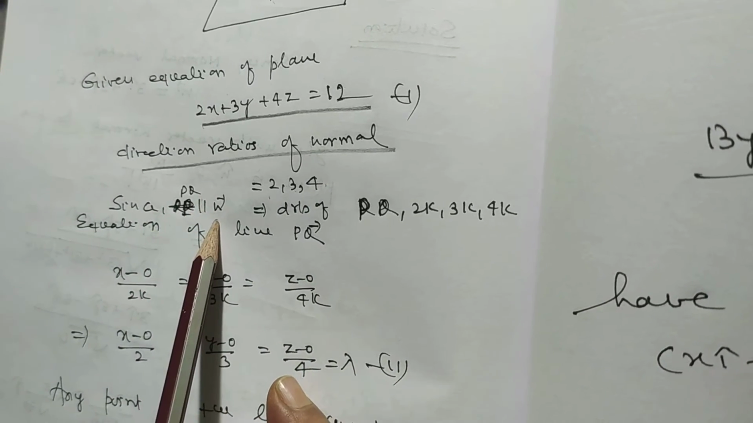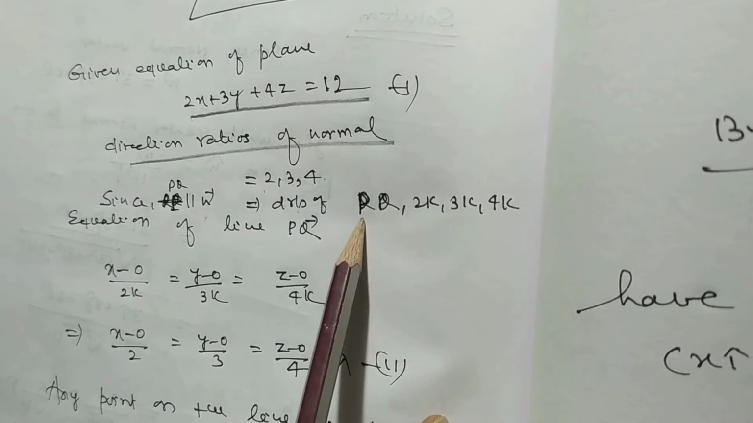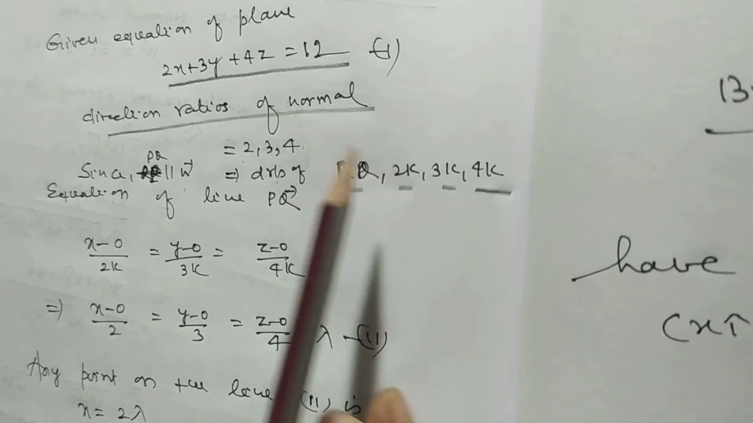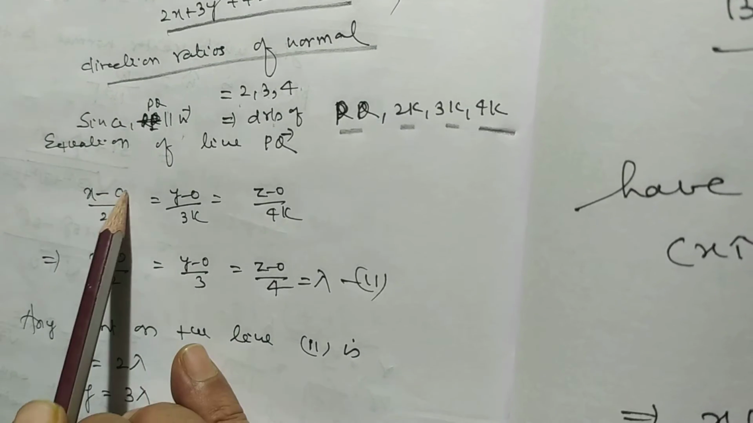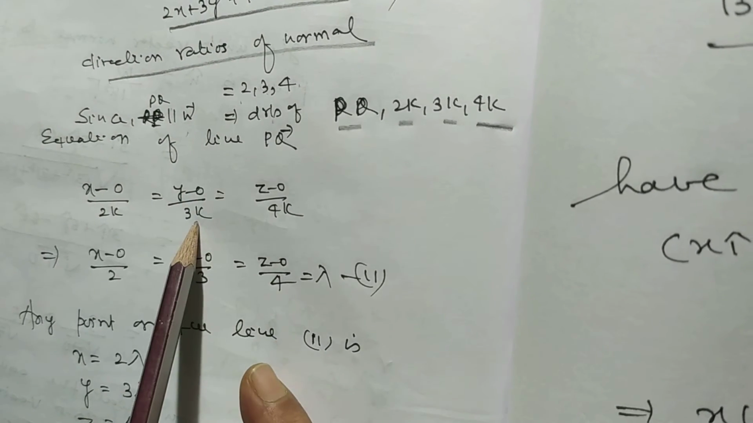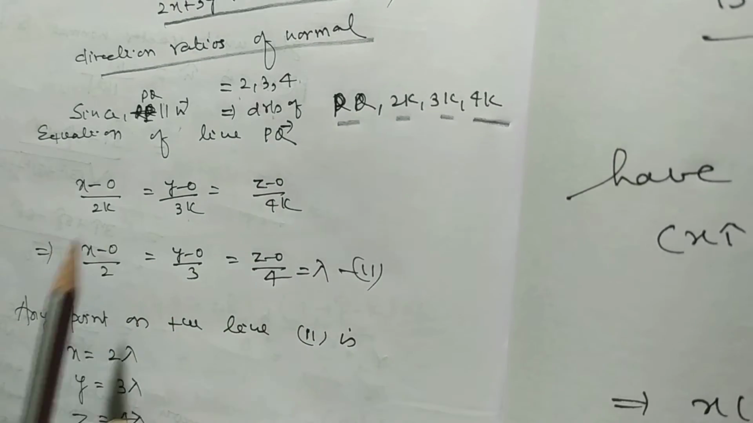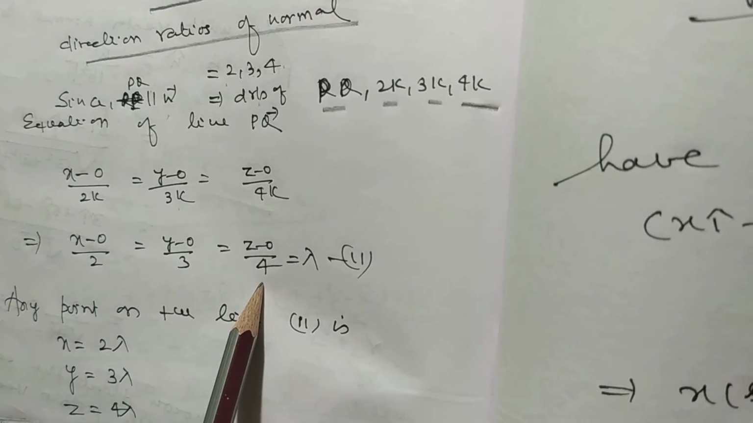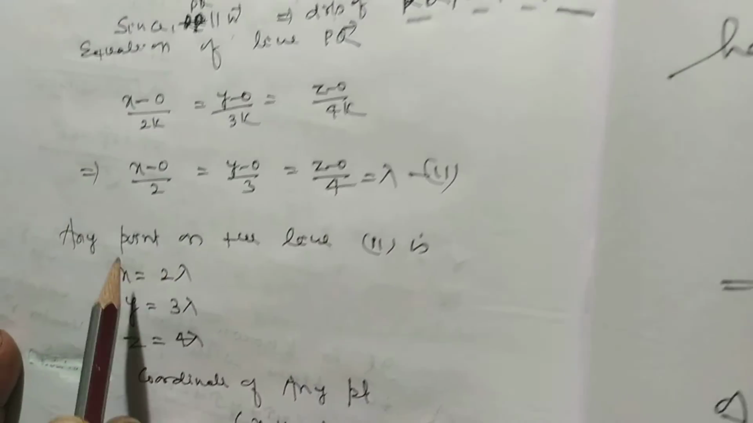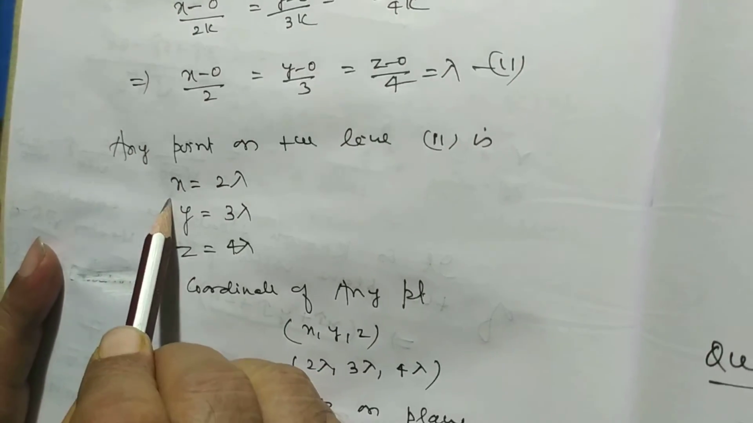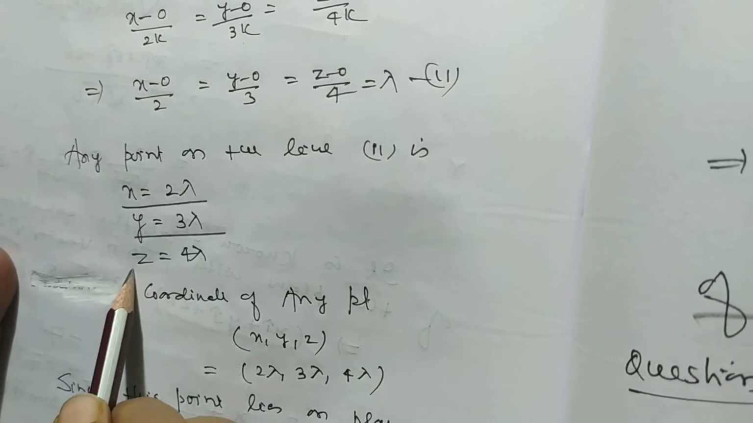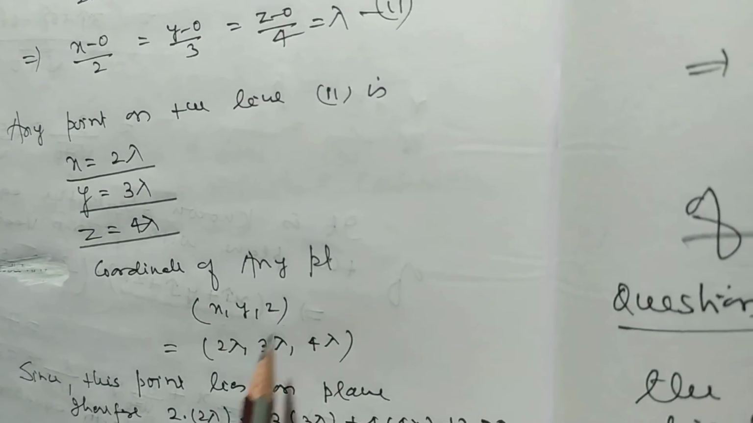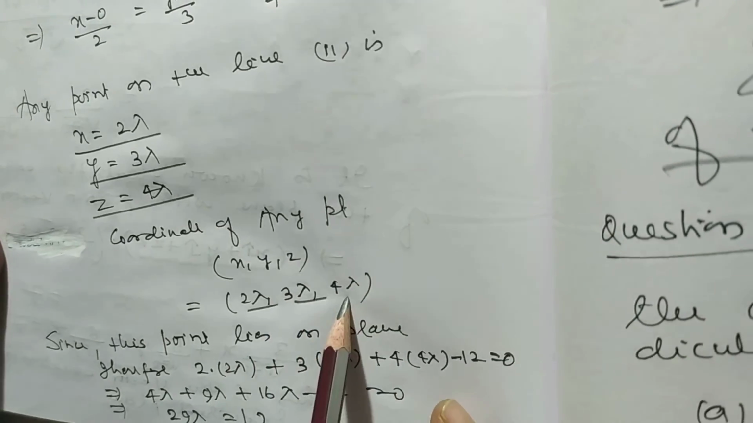Since PQ is parallel to n, the direction ratio of PQ is 2k, 3k, 4k. Equation of the line PQ is (x - 0)/2k = (y - 0)/3k = (z - 0)/4k, and it will be (x - 0)/2 = (y - 0)/3 = (z - 0)/4 = lambda. Any point on the line is x = 2 lambda, y = 3 lambda, and z = 4 lambda. Coordinates of any point (x, y, z) = (2 lambda, 3 lambda, 4 lambda).